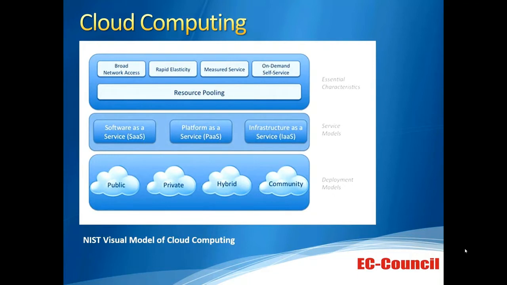Moving down to the deployment models, public cloud infrastructure is provisioned for use by the general public and may be owned, operated, or managed by any number of organizations on the premises of the cloud service provider. A private cloud infrastructure is provisioned for exclusive use by a single organization. This infrastructure is usually owned, operated, and managed by the organization.